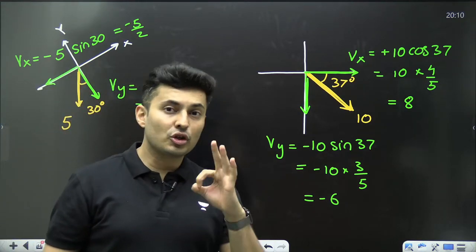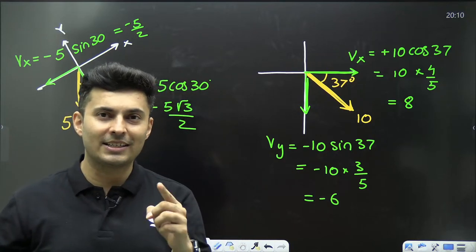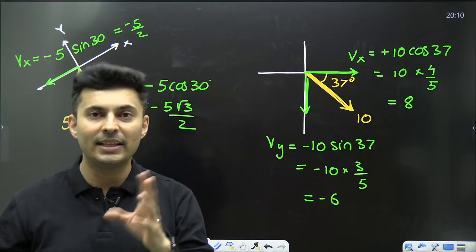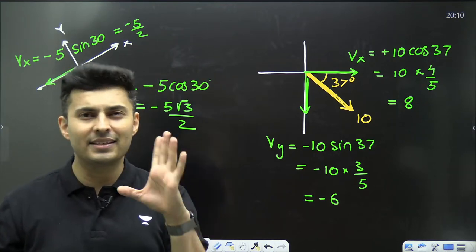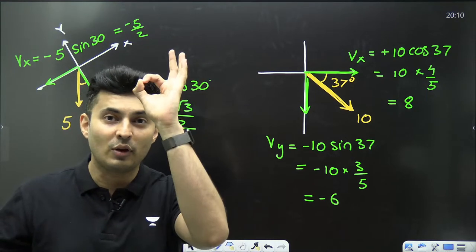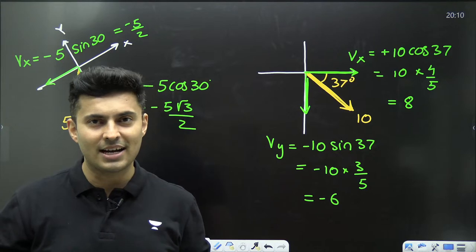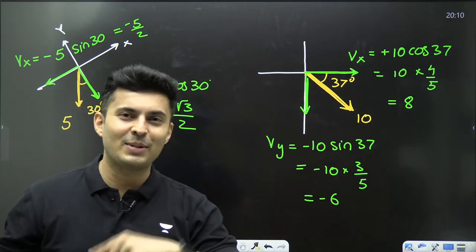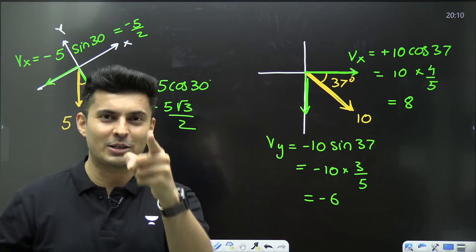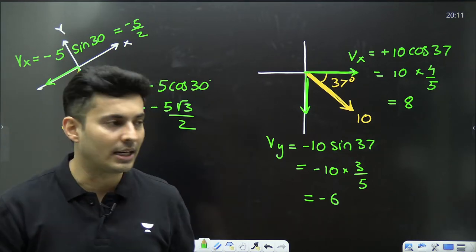Everybody with me? So you should know the values of 30, 60, 45, 37, 53, 0, 90, 180, all these trigonometric ratios. If you have missed the basic maths class, please watch that. I'm not going to sit and teach basic maths trigonometry over here. So that's your responsibility to check that particular lecture out.